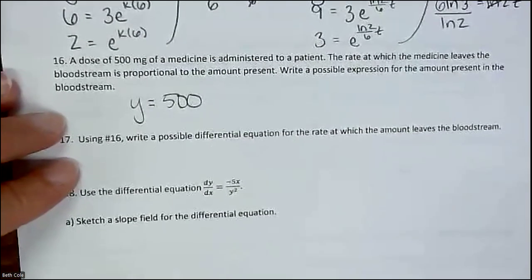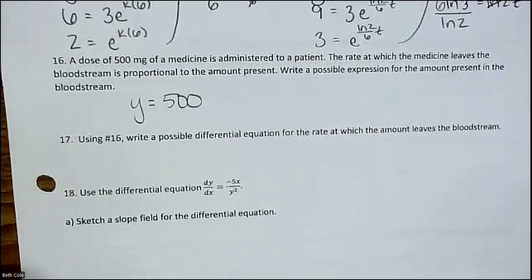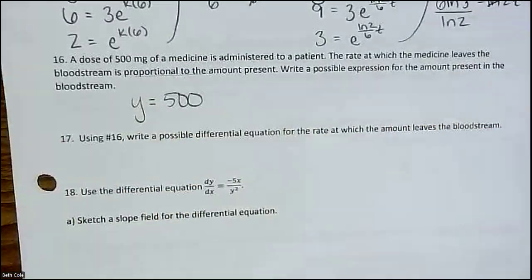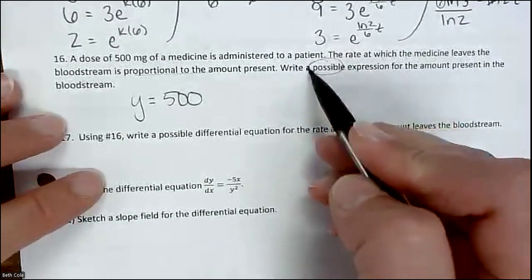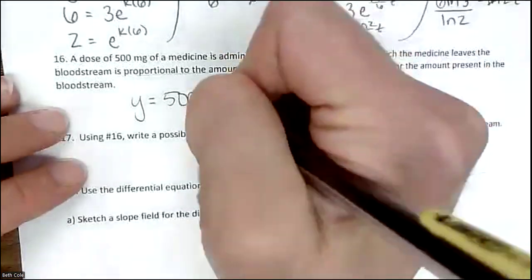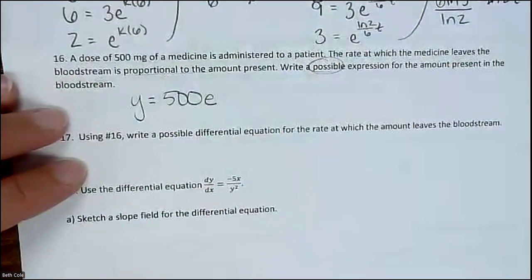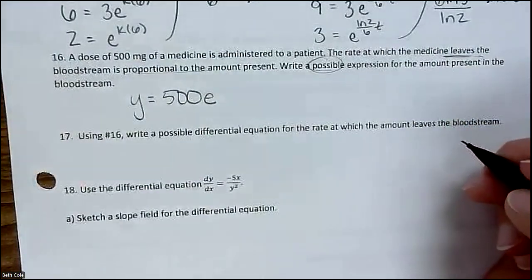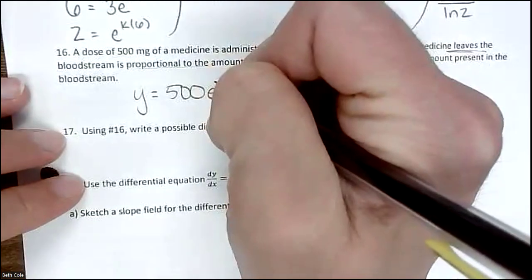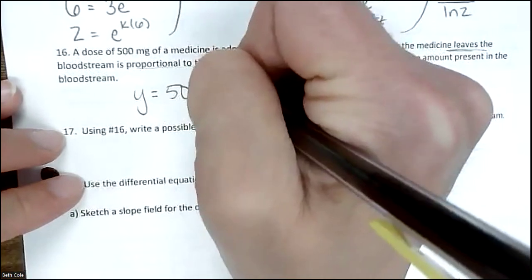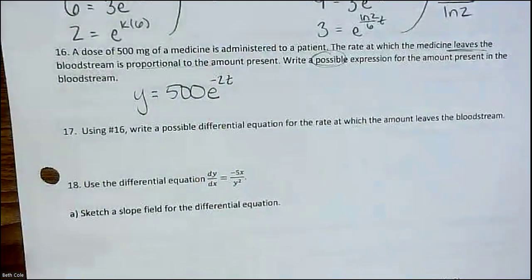Okay. 500 is what we start with. And it says the rate at which blah, blah, blah is proportional. That means Pert or Kect. It says write a possible expression. Here's the thing. The rate needs to be negative. Why would the rate need to be negative? Because the medicine is leaving. Give me a negative number. We'll just make something up. I don't know that it'll leave your bloodstream that fast. You would have one heck of a liver. Let's do -2. It's just an example.